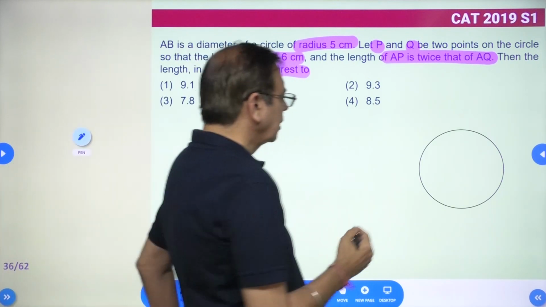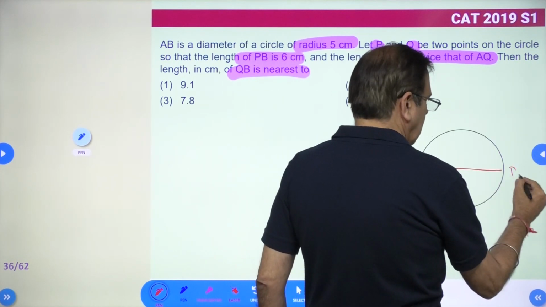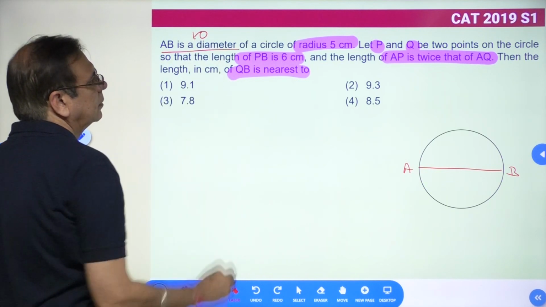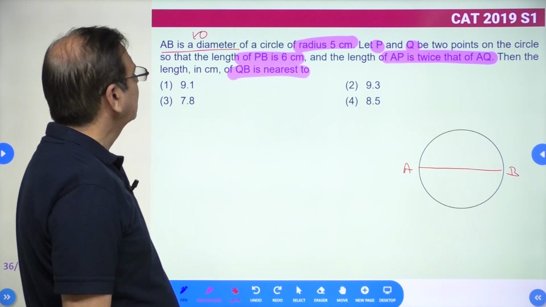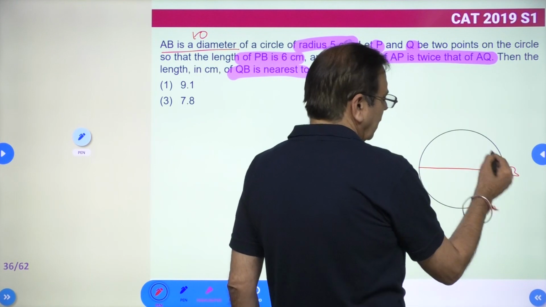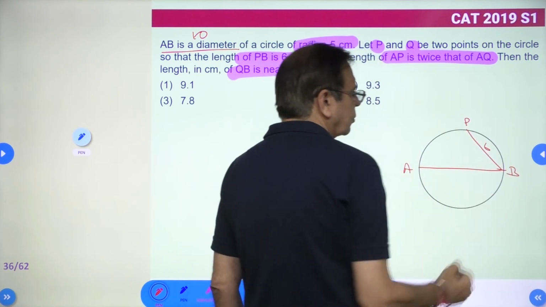AB is diameter of circle of radius 5. Okay. Now AB is diameter, so length of AB has to be 10 because radius is 5. P and Q are 2 points on the circle such that length of PB is equal to 6. Let's put P anywhere. Okay, so let's say this is P and PB is equal to 6.